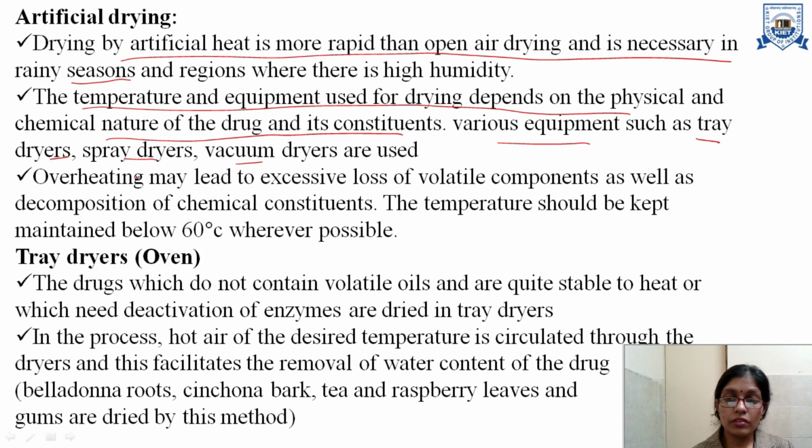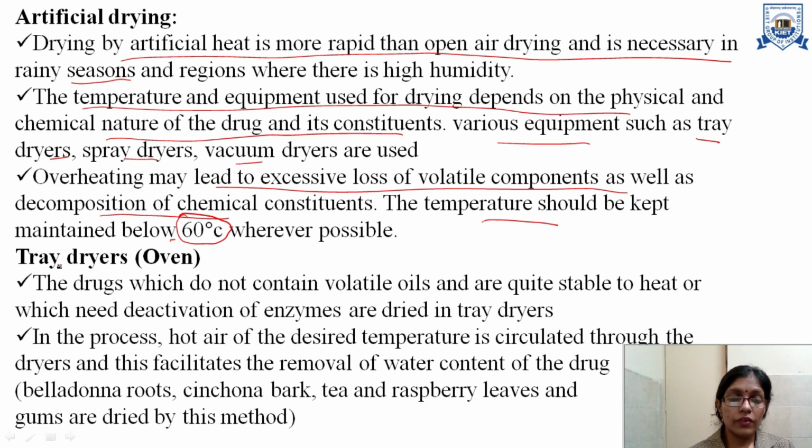And here also it is very important to note that overheating should not be done. Otherwise it may lead to the excessive loss of volatile components. Some of the components may be decomposed also. So the temperature should be kept below 60 degrees. This is very important. Whenever we are performing the drying process in the lab, we use ovens, so the temperature should be below 60 degrees centigrade.